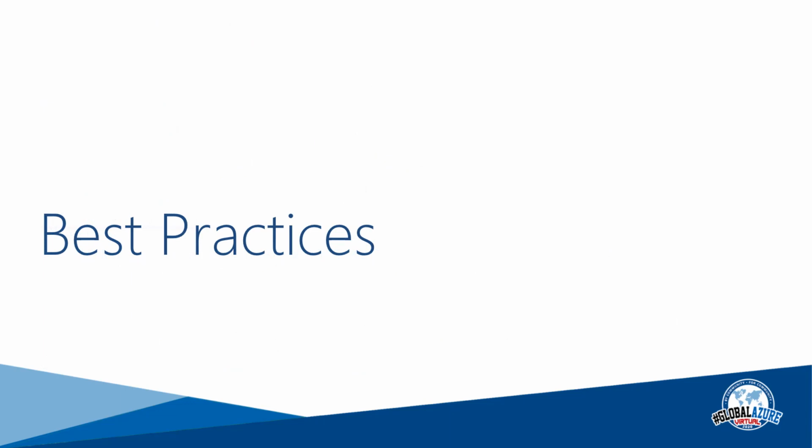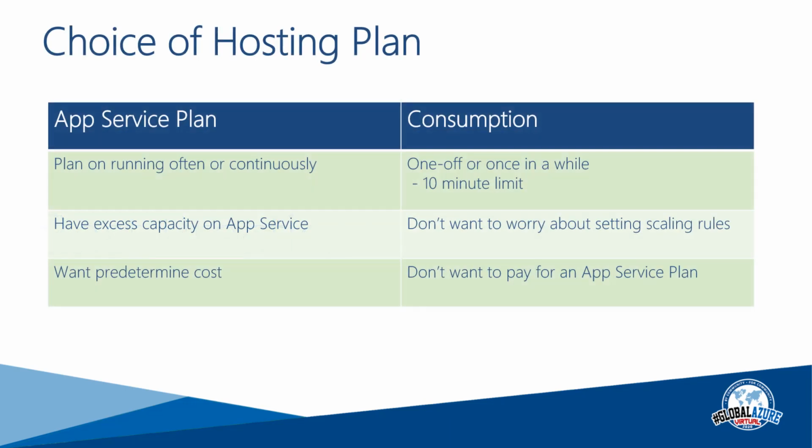Now, let's talk about some of the best practices. First off, when do you choose one plan over the other? The app service plan is the plan that you would choose if you're planning to run often or continuously. It just makes more financial sense if you're going to be running very often to host it on the app service plan. Also, if you already have, for instance, a mobile app or a web app being hosted in an app service plan, you might have excess capacity where you can deploy your function app onto the same app service plan.